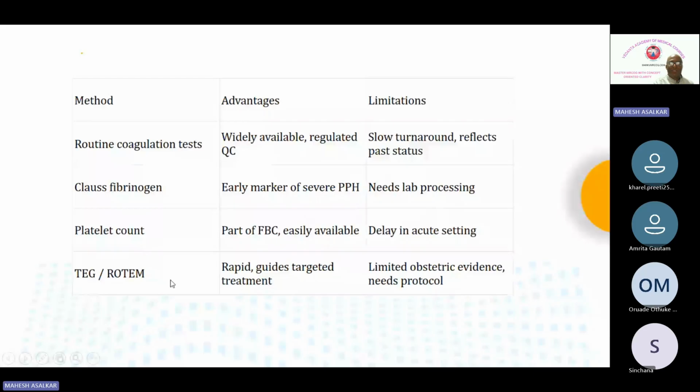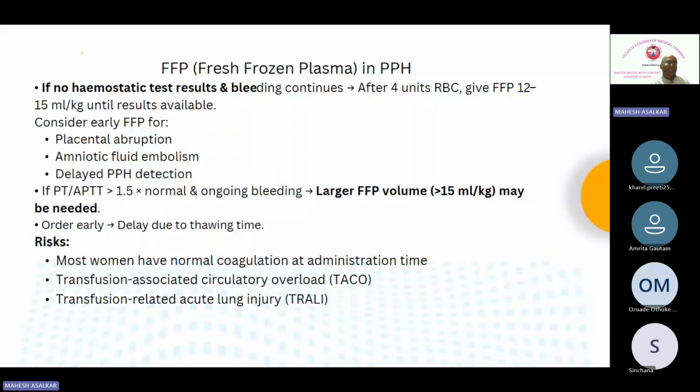These are the tests which are indicated. Then FFP. This can be asked. If no hemostatic test results are available and the bleeding is continuing, if PT, APTT values are not available, there is a bleeding which is continuing, then after 4 units of PRBC, you will give the FFP at a rate of 12 to 15 ml per kg until the results become available.